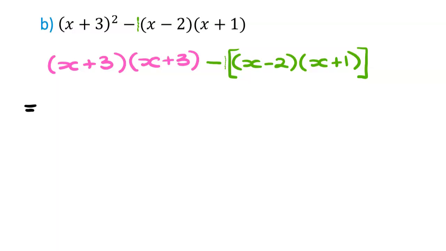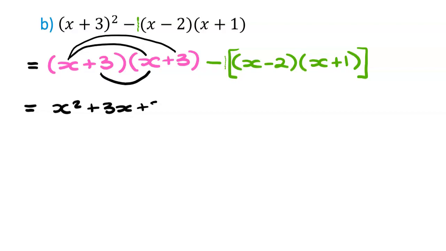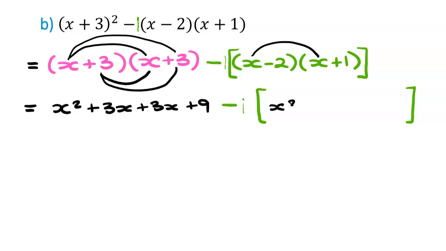So we're going to go ahead and FOIL just like we normally would. First, outside, inside, and last. Let's put in that minus invisible 1, minus invisible negative 1, I should say, and we're going to FOIL the next set of brackets. First, outside, inside, and last.